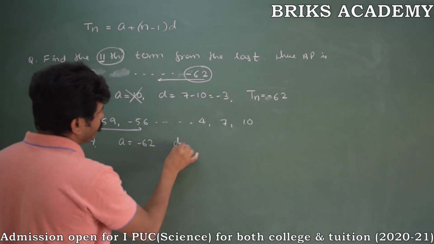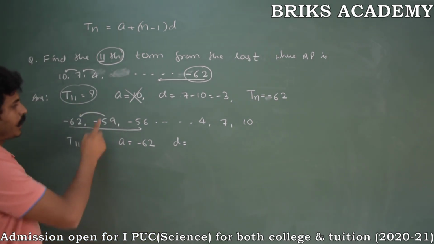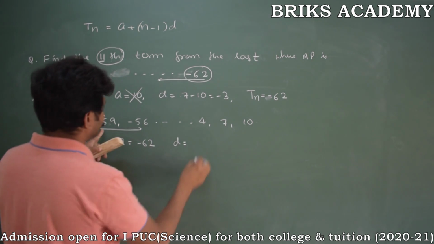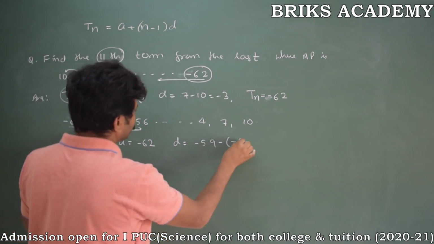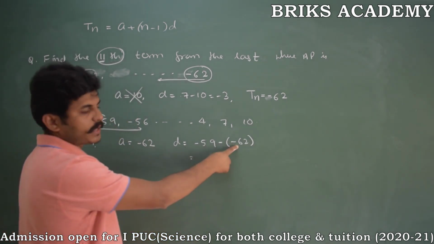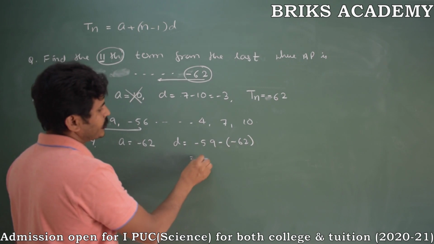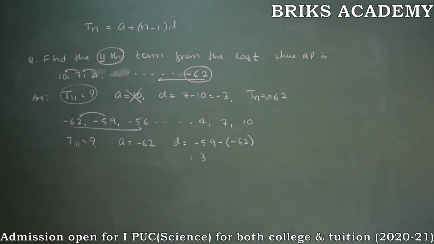What is your common difference? Term minus its previous term. Which one is it? Minus 59 minus minus 62. How much is it? Minus into minus is plus, 62 minus 59 is plus 3. Are you able to get it?